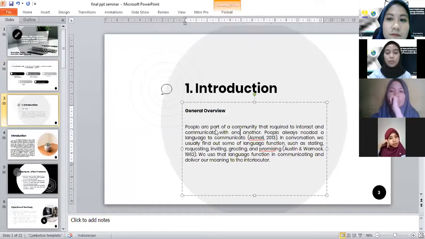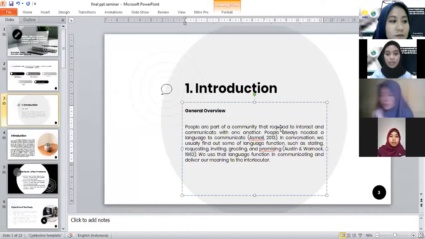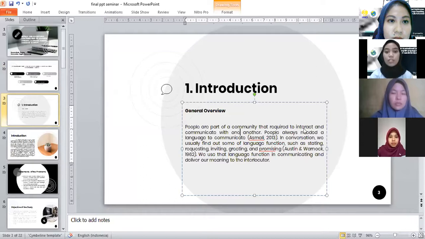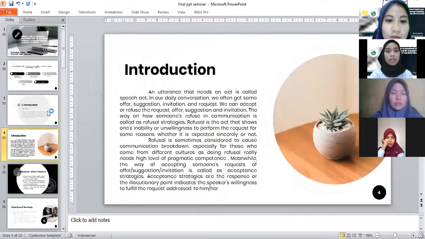We know that people are part of a community that requires them to interact and communicate with one another. People always need a language to communicate. In conversation, we usually find language functions such as stating, requesting, inviting, greeting, and promising. We use language functions in communicating and delivering our meaning to the interlocutor. An utterance that needs an act is called a speech act.